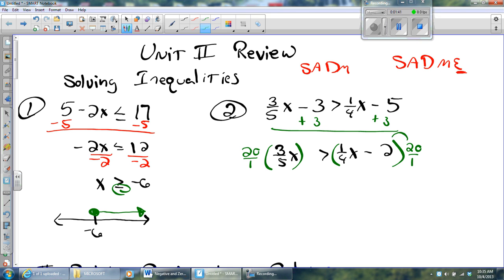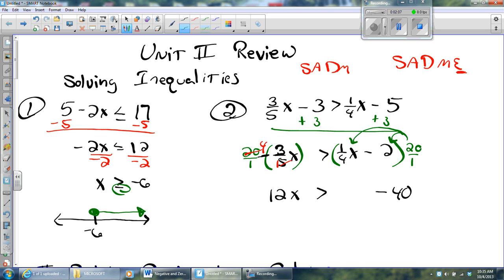Remember over here, I'm distributing. And I'm distributing 20, not the simplified version of 20. So 5 is going to go into 5 1, it's going to go into 20 4 times. Now I have to do 4 times 3, which is going to be 12, and then there's going to be an x, right? I have to multiply the 4 times the 3. All right, over here, just to make sure I don't make a silly mistake, I'm going to do 20 times negative 2 and get negative 40.